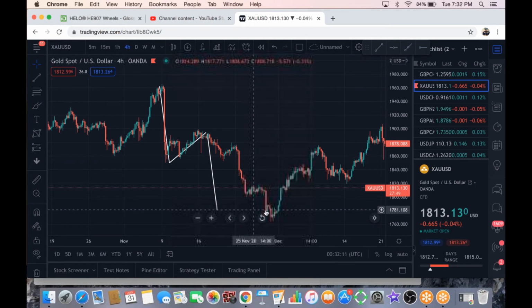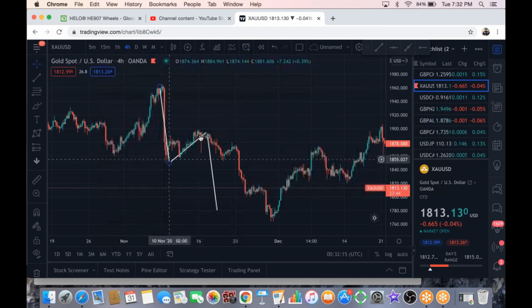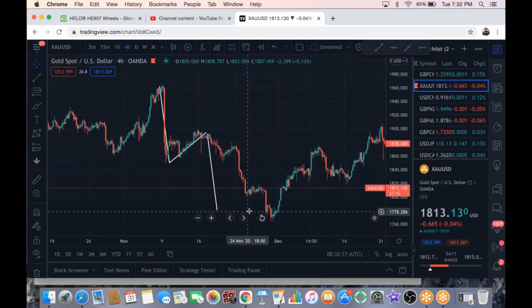Once it reaches here, this is where buyers come in. So they sell, they come down here, they sell again. This is a very valid buying zone right here. That's what this signifies: when the market comes down to this point, you're looking to take entries off of a buy right there.